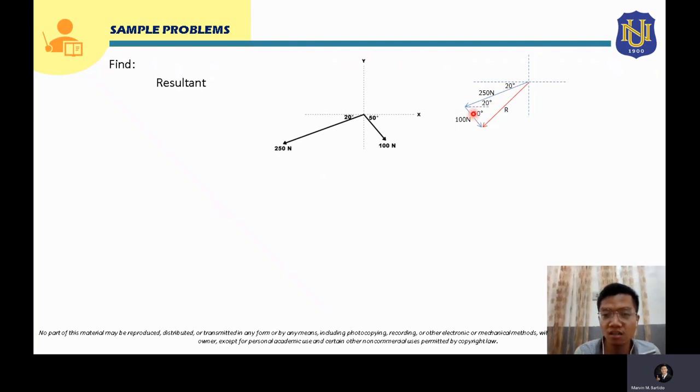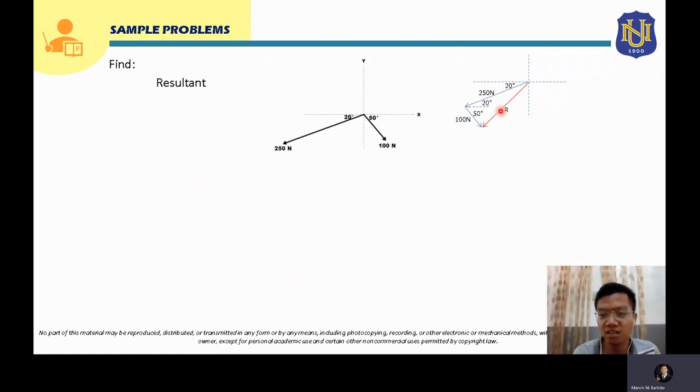Now the third side of this triangle will be your resultant. It will be drawn from the tail of the first vector to the tip of the second vector. So its direction will be this way. From here, we can say that the direction of your resultant is downward to the left, right? So this will be your resultant.